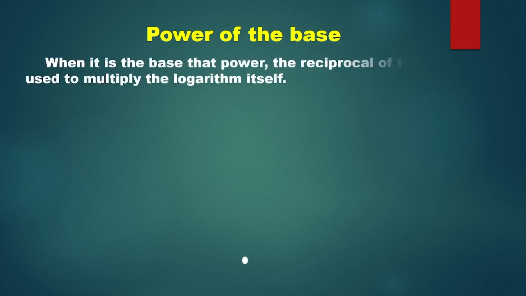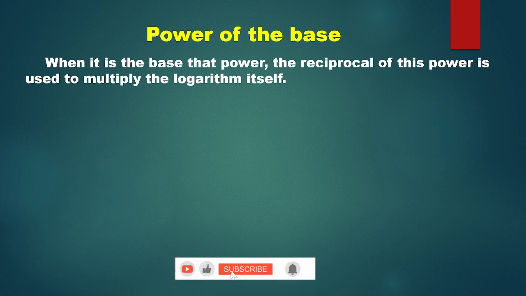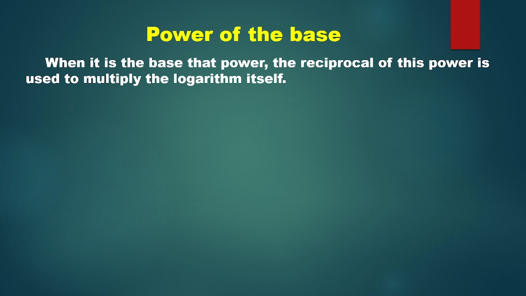Let's take another law, the power of the base. When it is the base that is powered, the reciprocal of this power is used to multiply the logarithm itself. For example, if I have log of m in base b raised to the power k, now it is the base that is powered, not the number inside the logarithm. It is the base of the logarithm that is powered.